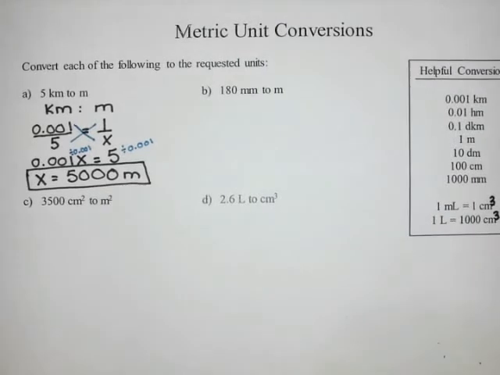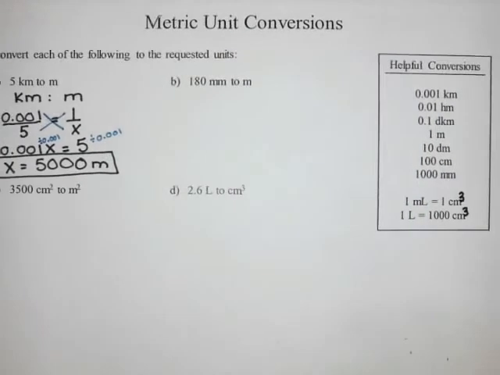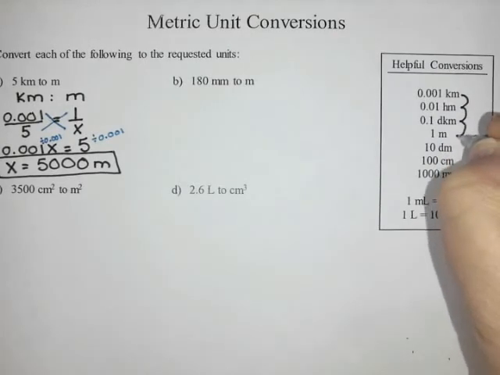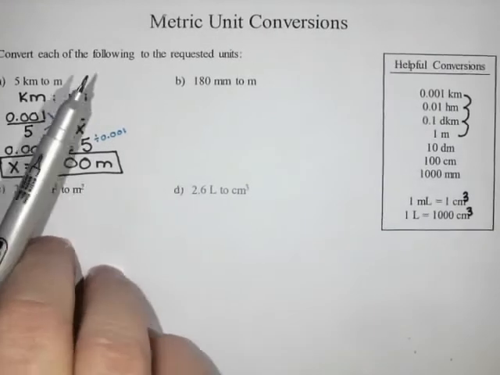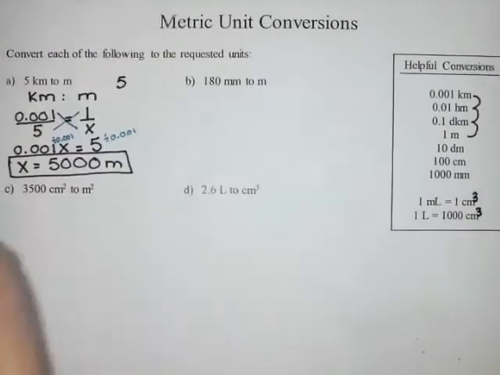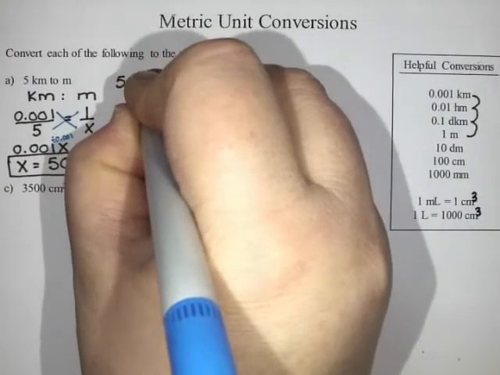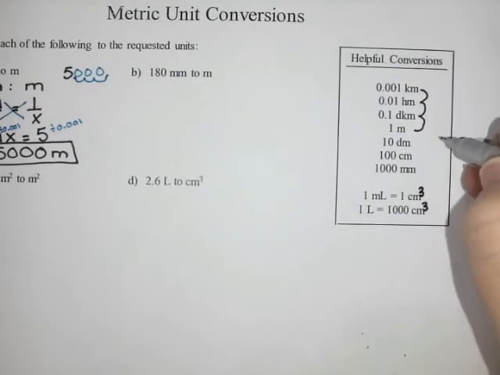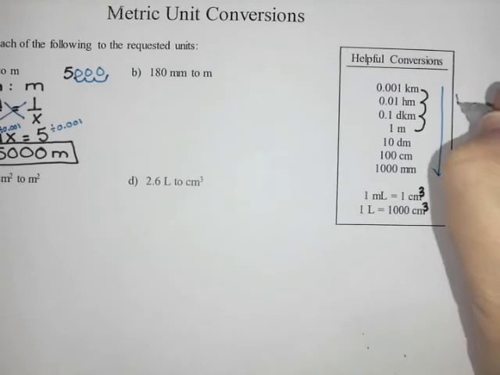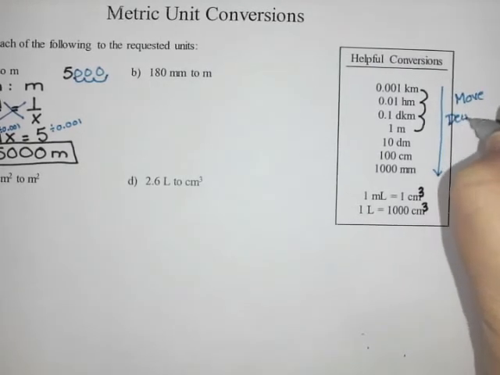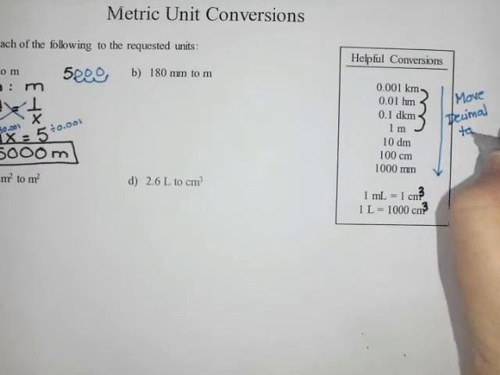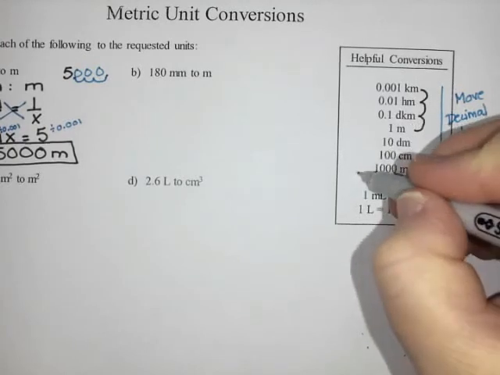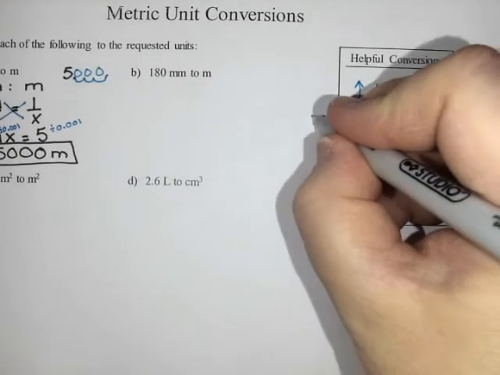So I did say there was a shortcut for this. If I take a look at the conversion on the side, I've got kilometers at the top and meters in the middle. And this is a difference of 1, 2, 3 steps. So you'll notice if you take the number 5, I moved the decimal place 1, 2, 3 spots over to get 5,000. So if you are going from a larger unit to a smaller unit, you're going to move the decimal to the right. If we were going from a smaller unit to a bigger unit, the shortcut is to move the decimal to the left.